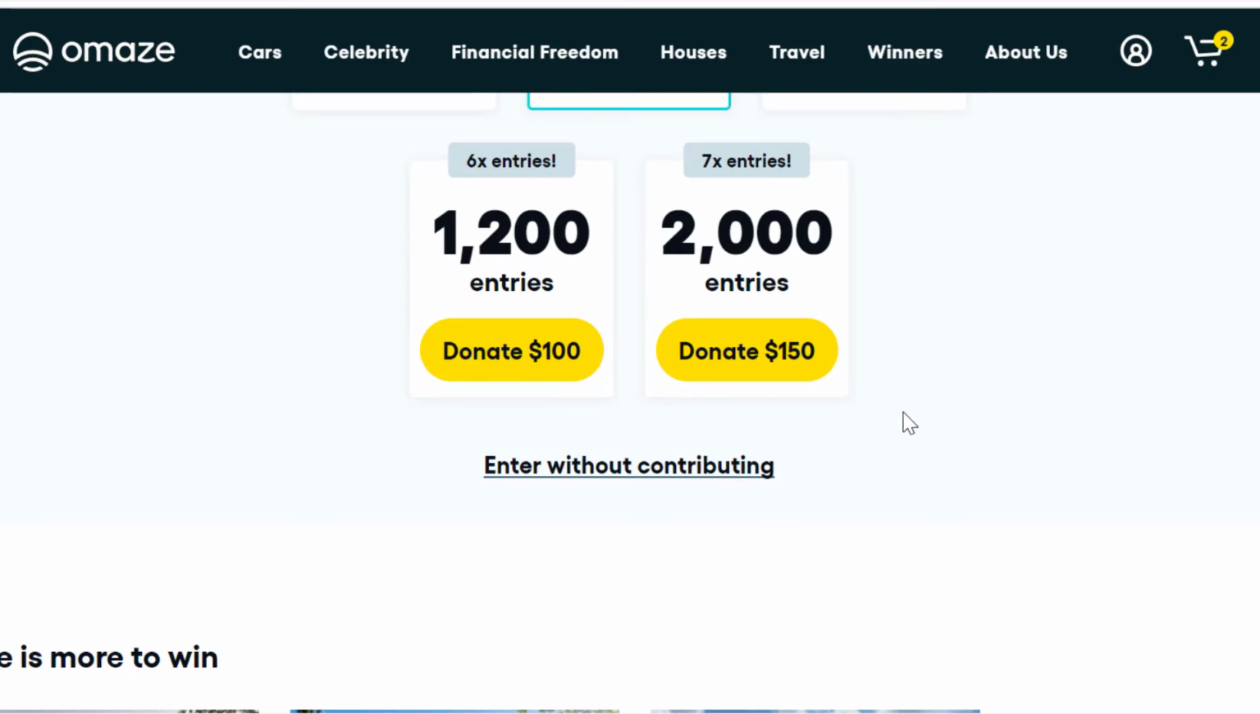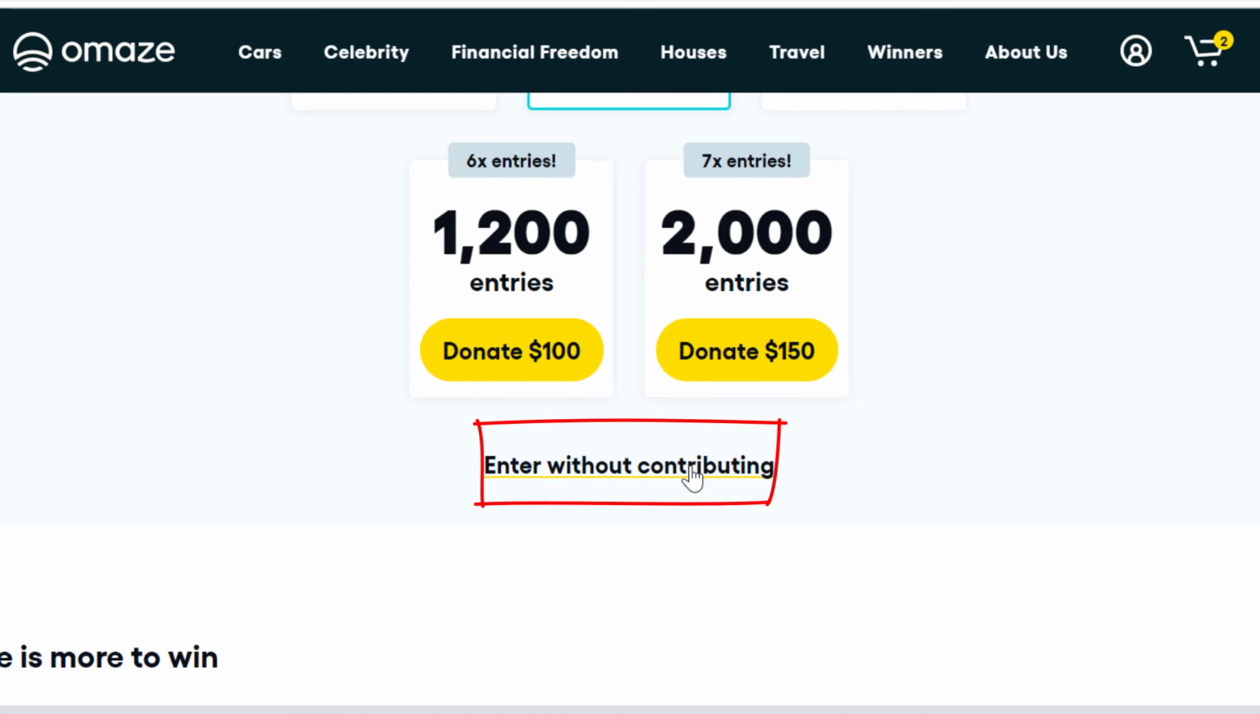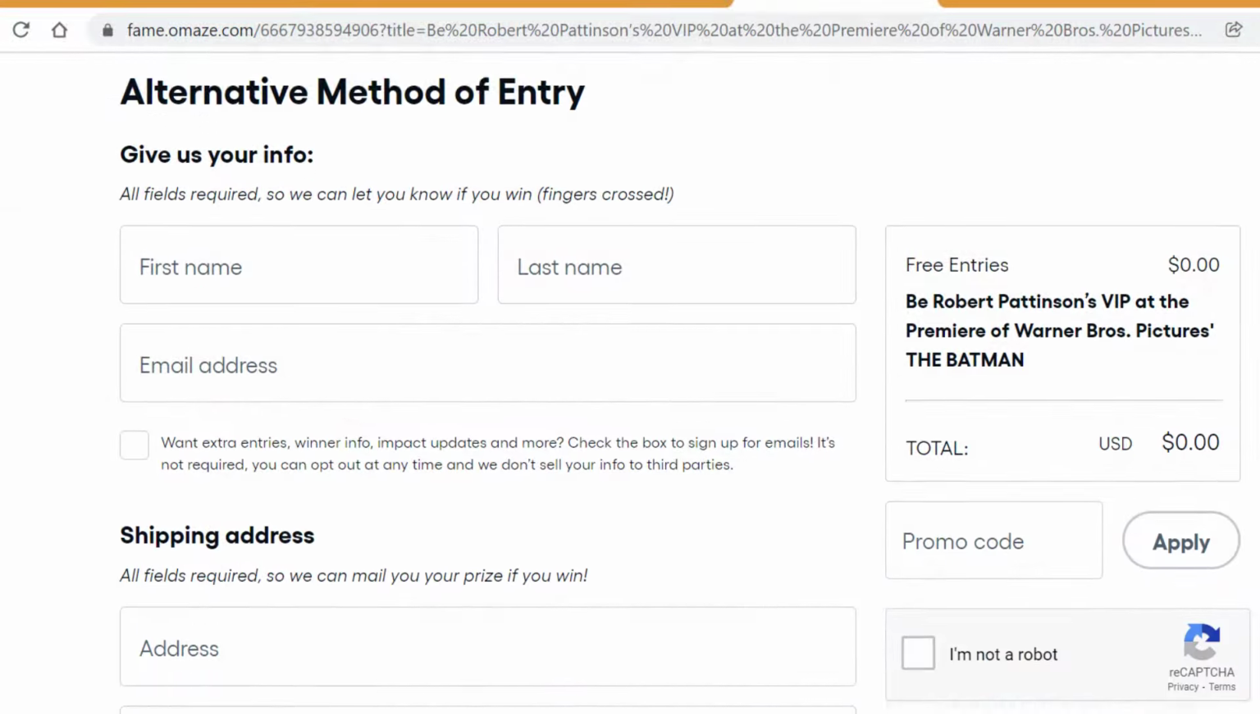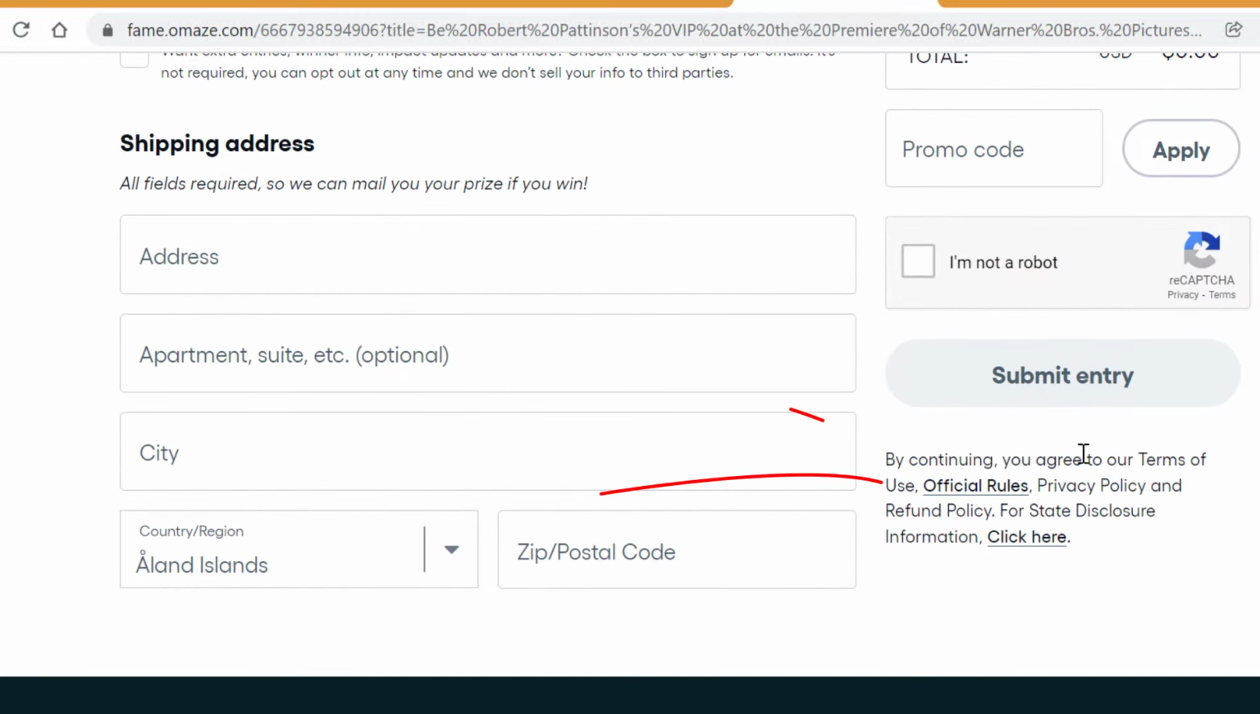So look under the entries buttons and you'll see this link, enter without contributing. Click that and you'll be taken to this page. Fill out your info and you're in for free. At this point, you might be wondering if you have to enter 6,000 times to max your odds of winning. The answer is no, and you can find out why in the official rules.